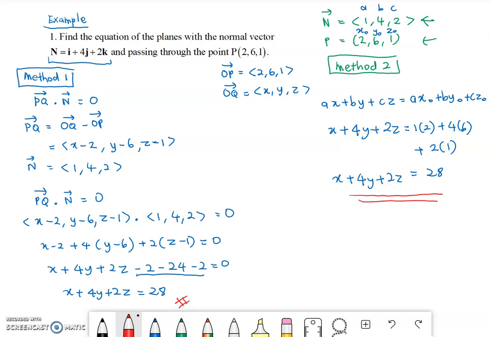So you can choose any method that is easy for you. But I prefer you to choose method 2 because it's simple, where you just have to substitute all the values into the equation. But remember, you must remember the formula in order for you to get the correct equation of a plane.